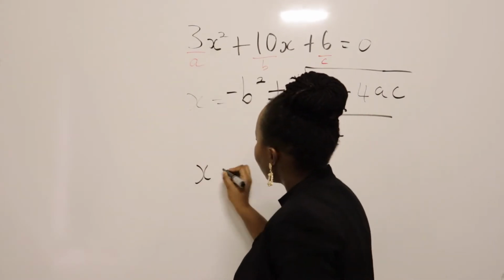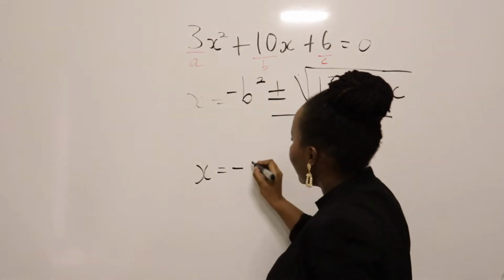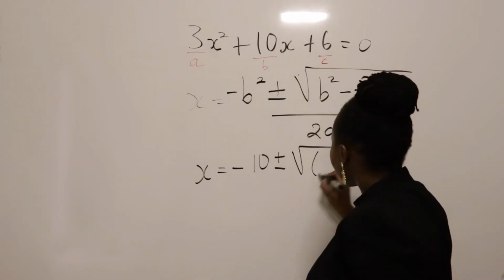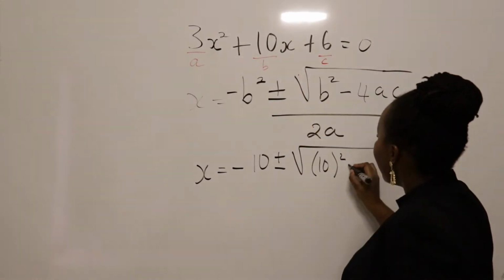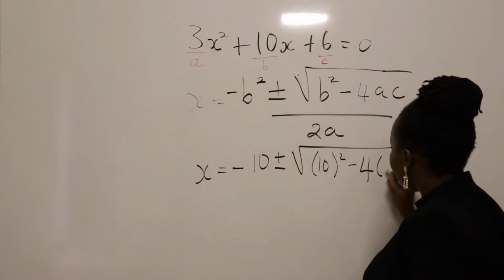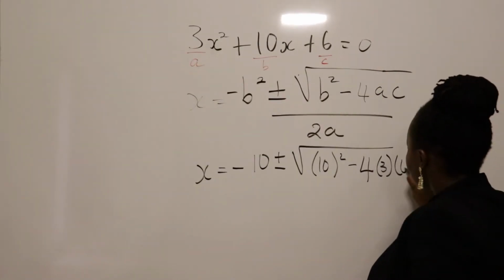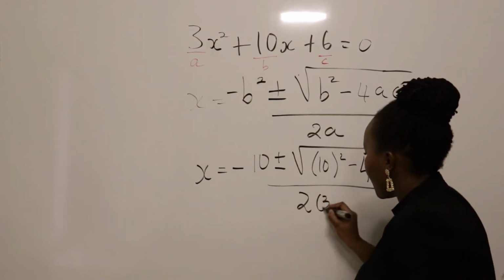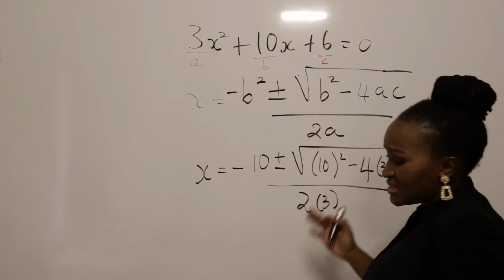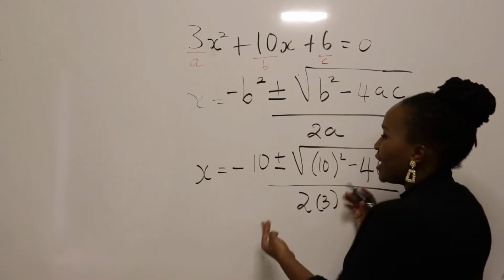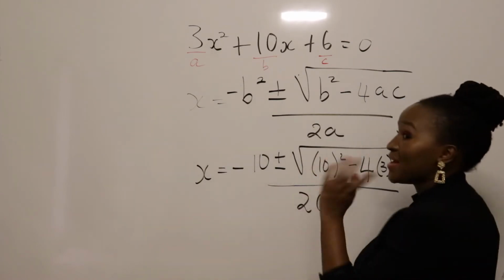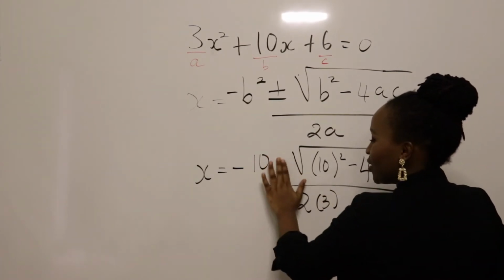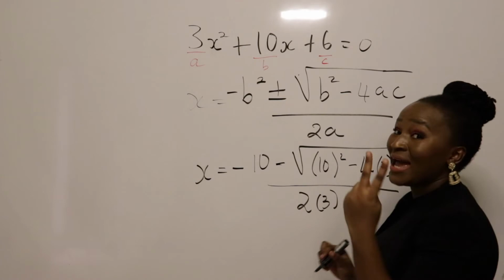We will have x equal to minus, our b is 10, plus or minus, b again, 10 squared, minus 4, a is 3, our c is 6. Okay, we divide this by 2, our a is 3. Because you're using the quadratic formula, you can write this 2 times. The first one, you write with a plus only, and the second one, you write with a minus only. So you will have 2 answers.